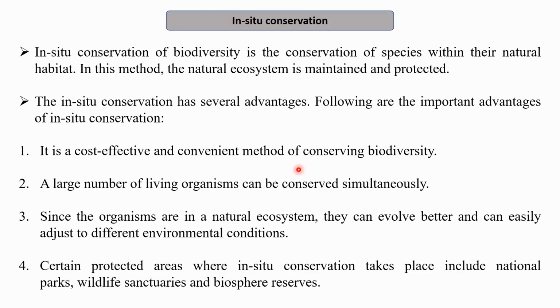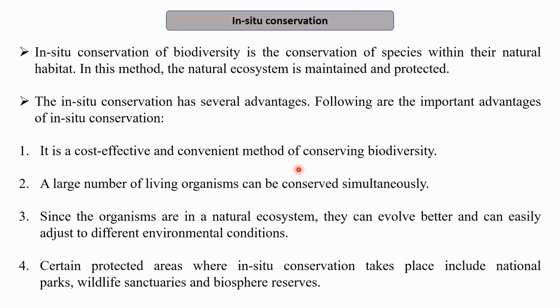A large number of living organisms can be conserved simultaneously. For example, if I am attempting to protect the tigers in a forest, and for that I take the approach of in situ conservation, where we actually protect the forest so that the tigers do not suffer habitat loss, in that way we are following that approach. We are also protecting the habitat for the several other species that reside in the same forest. So a large number of organisms can be conserved simultaneously using this approach.